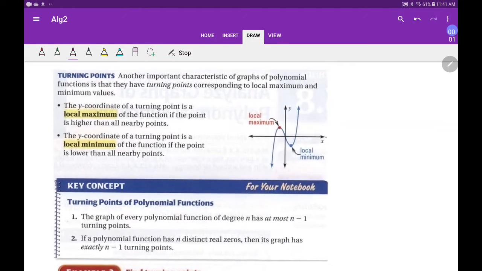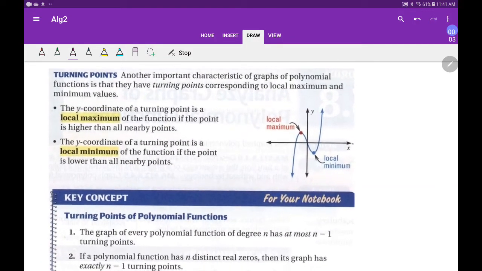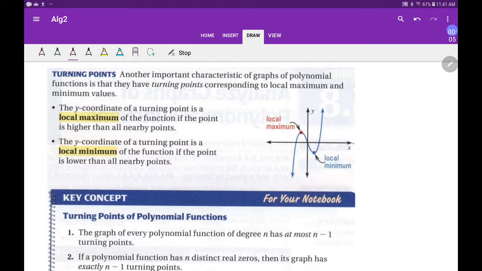Okay, so we're not actually going to find turning points today. However, we want to know some things about them. A local maximum is the mountaintop here, and a local minimum is the valley. And it's local because you can see it goes higher over here, so it's not the ultimate mountaintop. But as far as the things that are around it, everything around here looks like a mountaintop there.